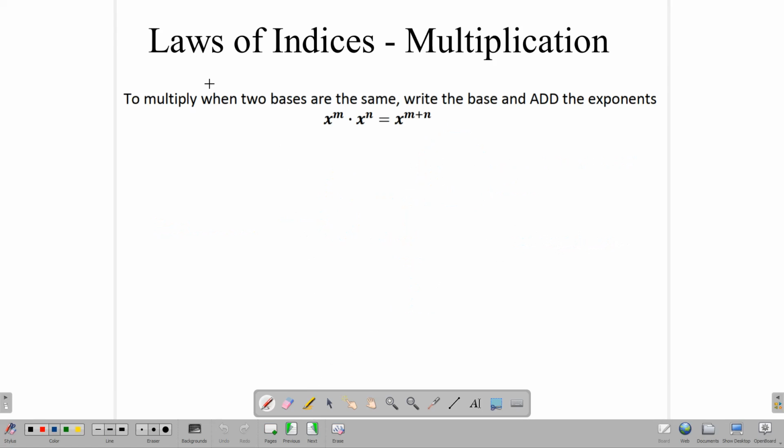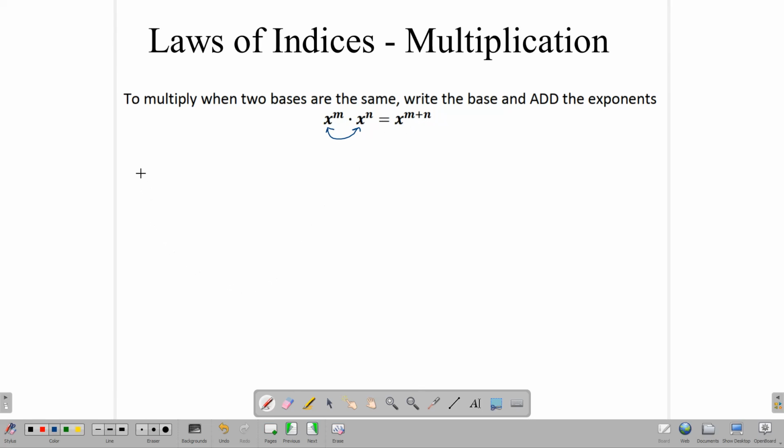All right, so let's look at the first rule. And the first rule is the law of multiplication. So when we're multiplying similar bases, the rule simply says that we add the powers. So if we are multiplying similar bases, notice that these two bases are the same, then all that we need to do is to add these powers.